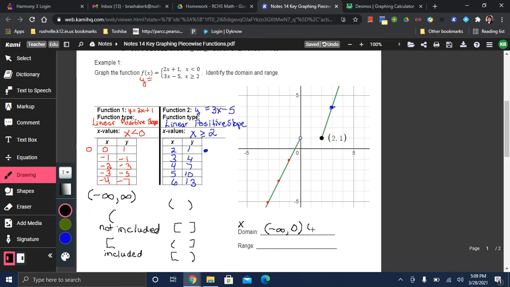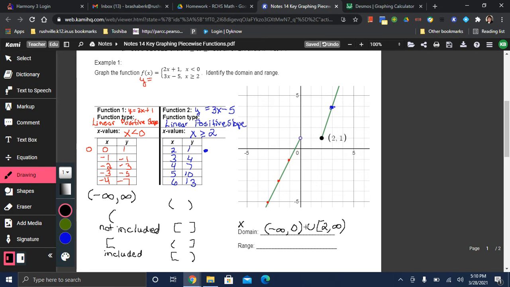Now we're going to use a little u, and that stands for union with, because we have a second part to this. So the second part says that we start at 2. We have this equal bar. We have this solid dot. So we want to include the 2. And then it says that it's greater than or equal to the 2. So from the 2, it goes on forever. So from 2 to infinity. Now, infinity always uses a parentheses. So this would be the domain.